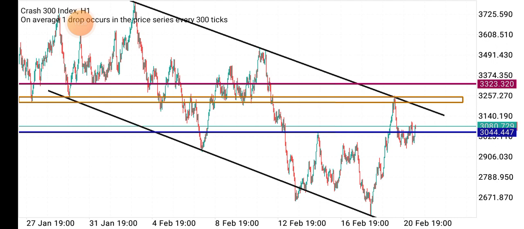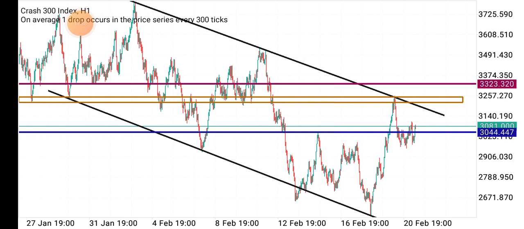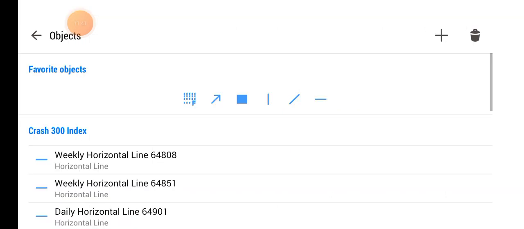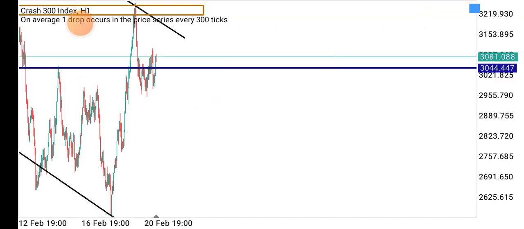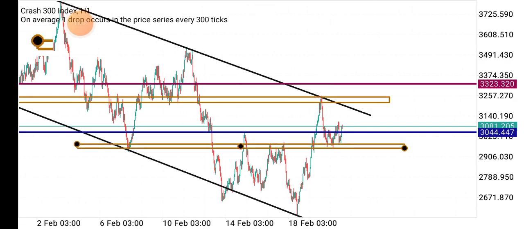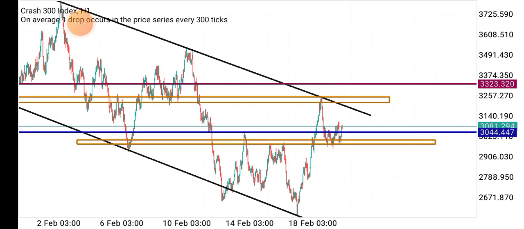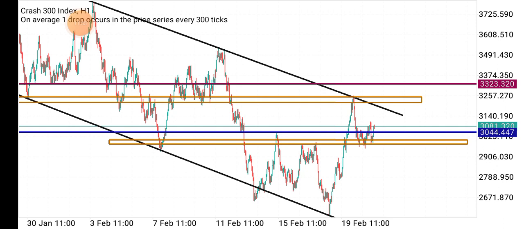And also there was a zone here, although I've already replaced it with this blue line here. There was a zone which was broken and retested, so the market is actually going bullish until it breaks out. See another zone here, guys. You can see this. You can see this, guys.